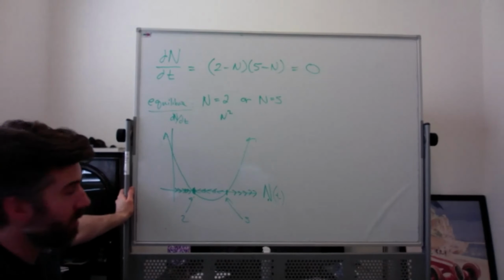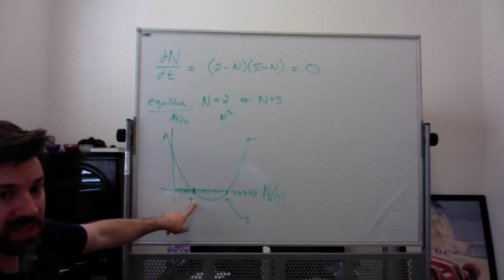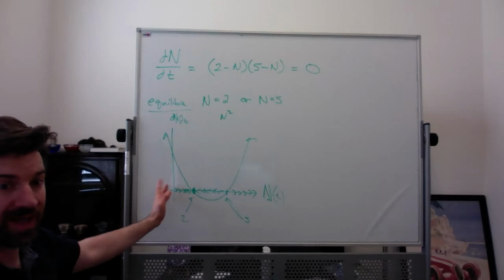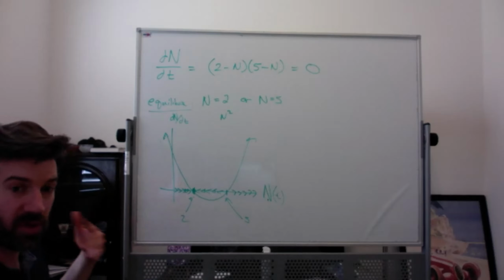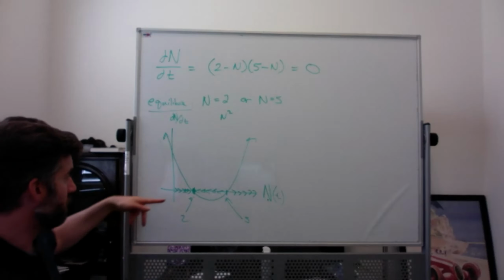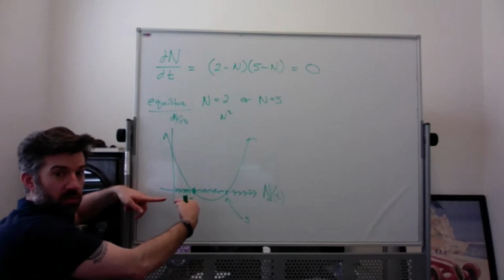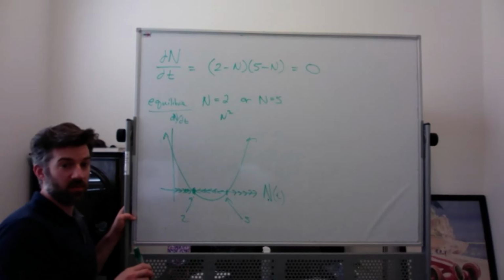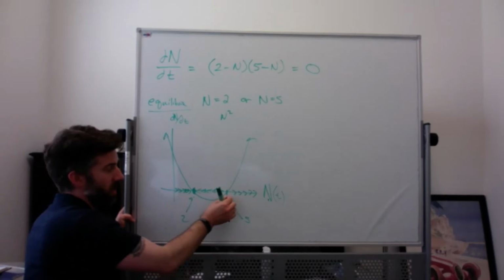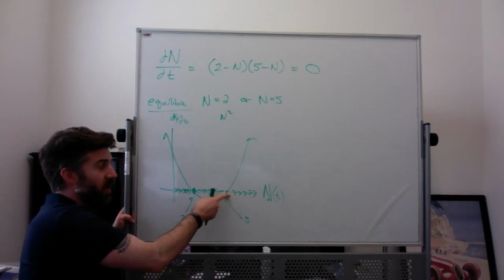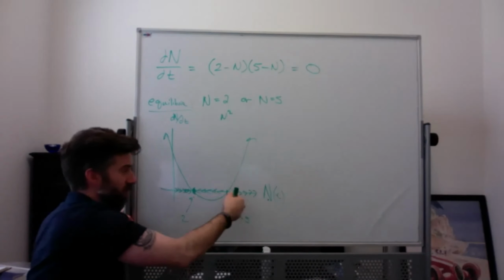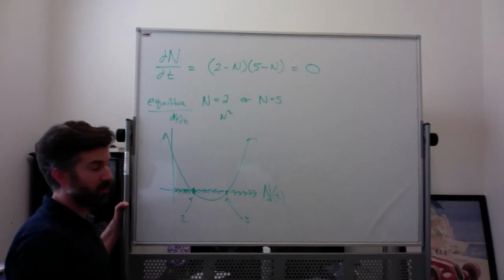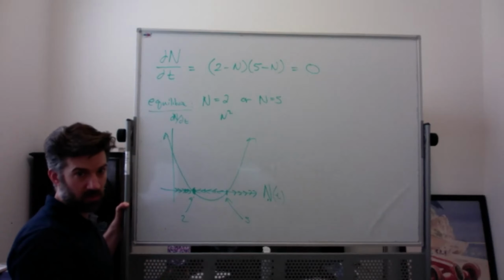So here's what we can say. 2 is a stable equilibrium, because if you perturb a little on either side, if you move off of 2 a little bit, these arrows will push you back towards 2. To contrast that, 5 is not stable. If you're a little bit to the right of 5, the arrows are going to push you away from 5. If you go to the left, the arrows are going to push you away from 5. So 5 is an unstable equilibrium. 2 is a stable equilibrium.